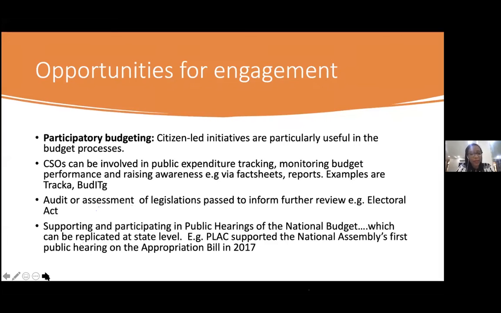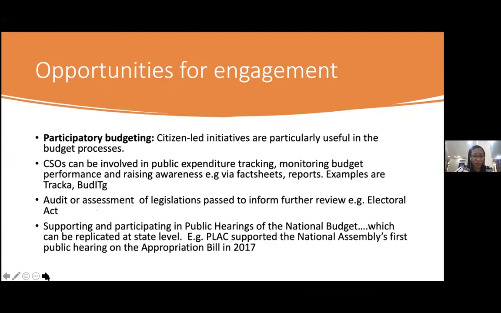So, and then audit or assessments of legislations passed to inform further review, e.g. the Electoral Act. Parliaments or legislatures usually have what they call post-legislation scrutiny, which is led by them. It's not necessarily citizen-led, but citizens on their own can actually do that. For instance, with the Disabilities Act, a lot of disability rights organizations do assessments to see if what has been passed is being implemented. The same thing with the Electoral Act: assess, especially when the law is being tested, to see if the new provisions are workable and if there are gaps that can inform further review.